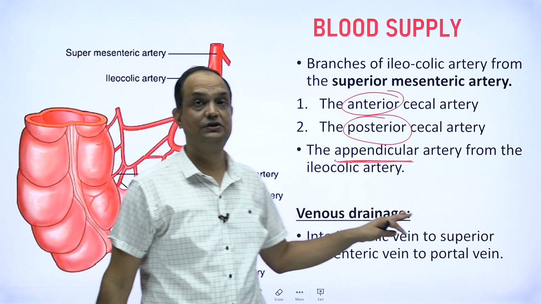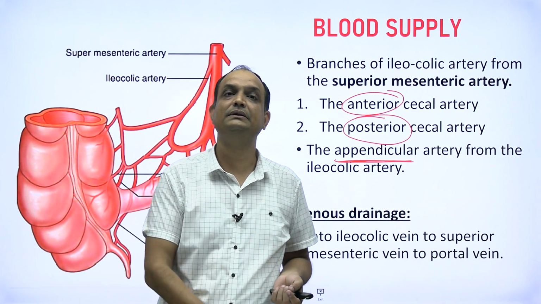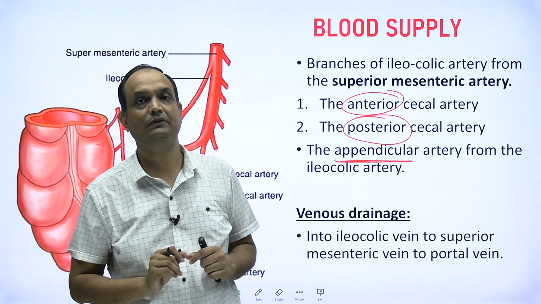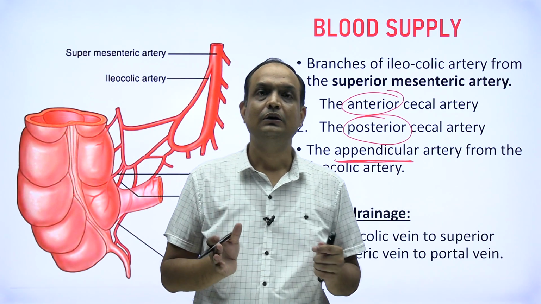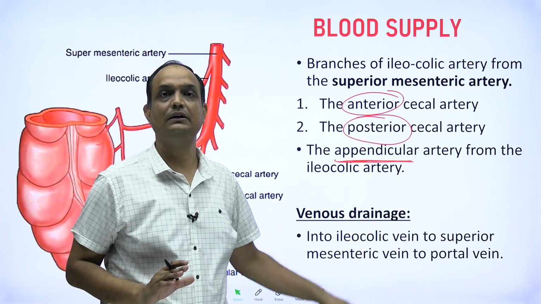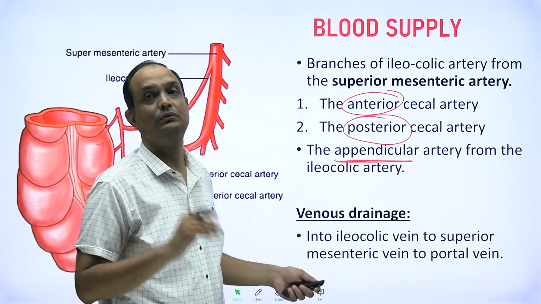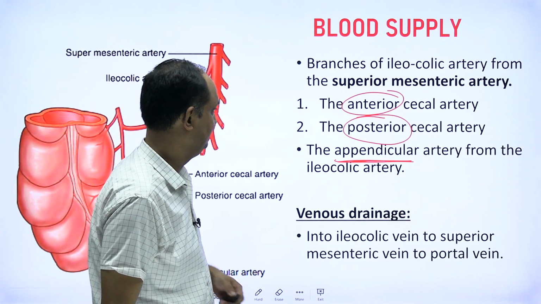Now, what is the venous drainage? You know that there is a superior mesenteric vein, and the superior mesenteric vein joins the splenic vein to form the portal vein. So, it is again part of the portal system, where the veins of your cecum will drain into the portal vein through the superior mesenteric vein.